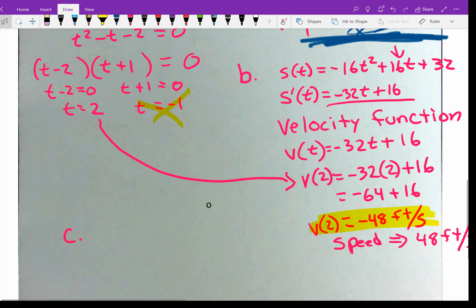So on C, the question is asking, when does this diver stop moving upward and start their descent? Upward, okay. So remember, in the position function, we're dealing with some parabola. And so we need to figure out when we're going to get a horizontal tangent line. This is not drawn to scale, okay? But we know that at this horizontal tangent line, that's the max for this particular function. All right, so let's see what we can do here.